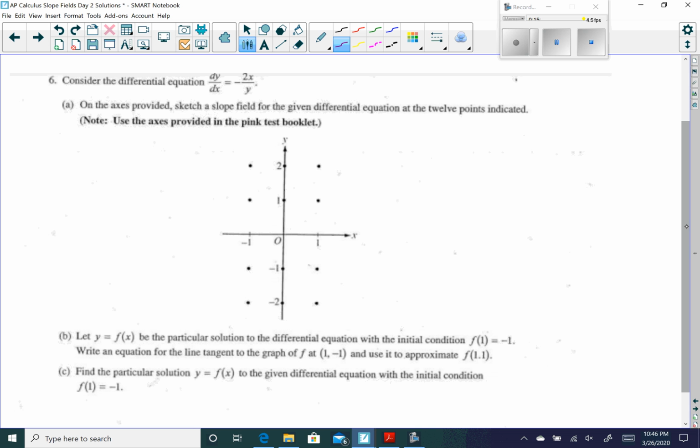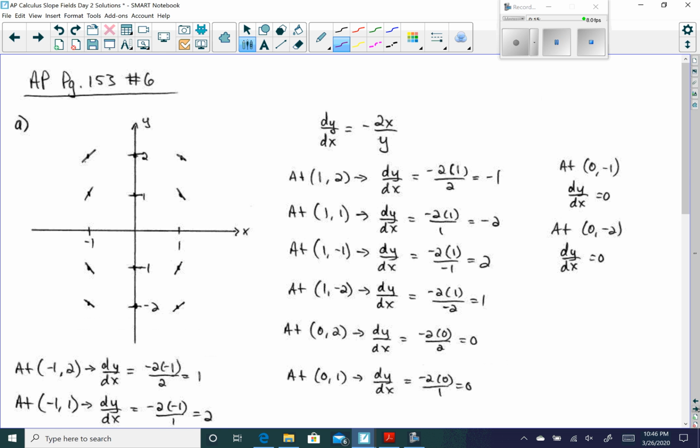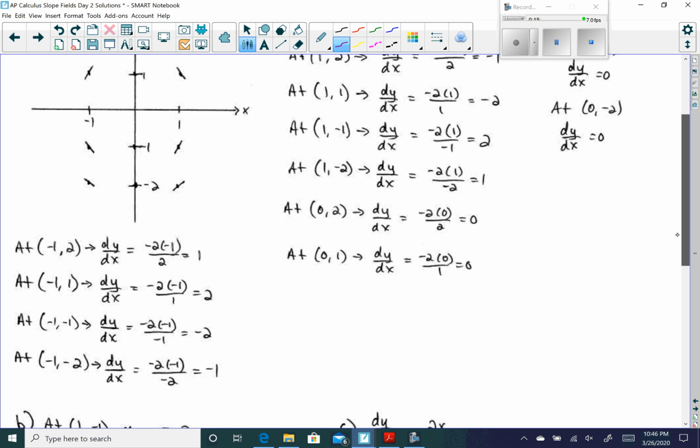Let y equals f of x be the particular solution to the differential equation with an initial condition f of 1 is equal to -1. Write an equation for the line tangent to the graph of f at 1, -1, and use it to approximate f of 1.1. So just to show you the work for that one, you'll also see part C here.